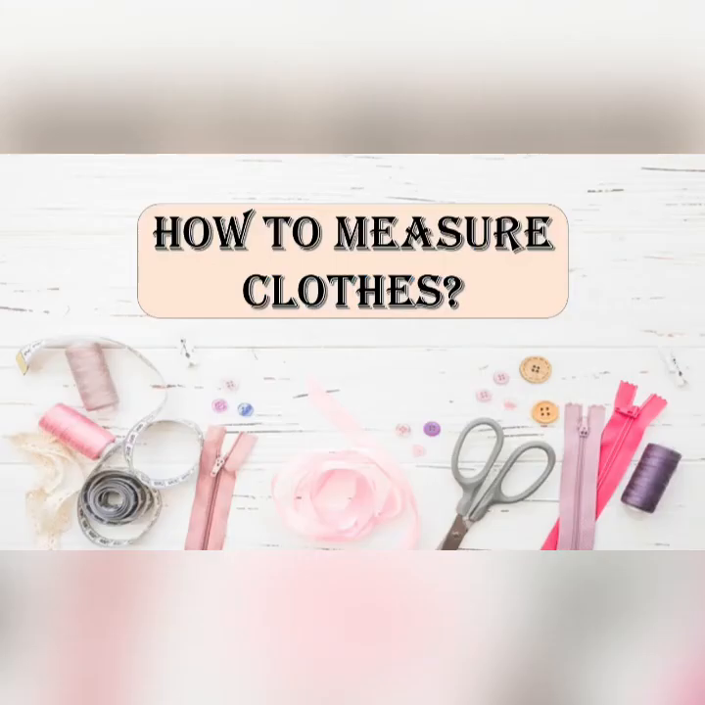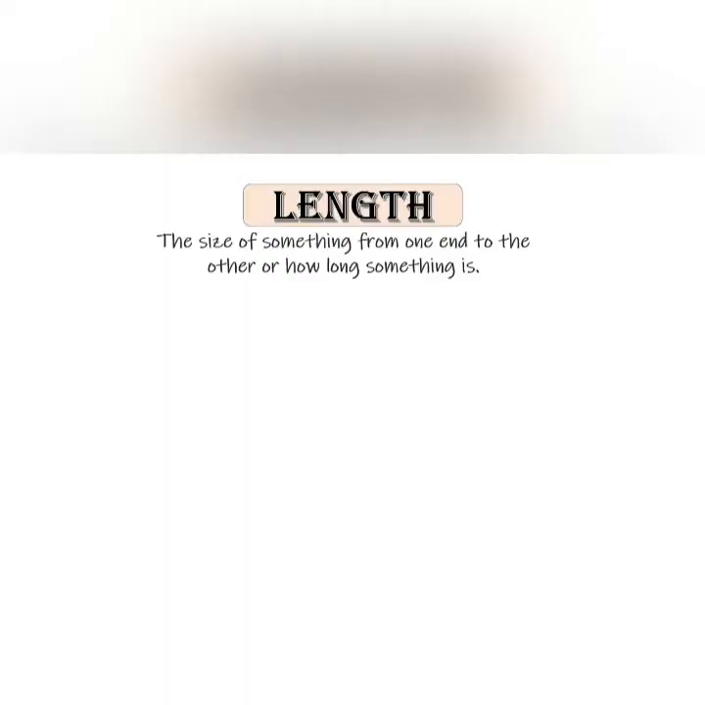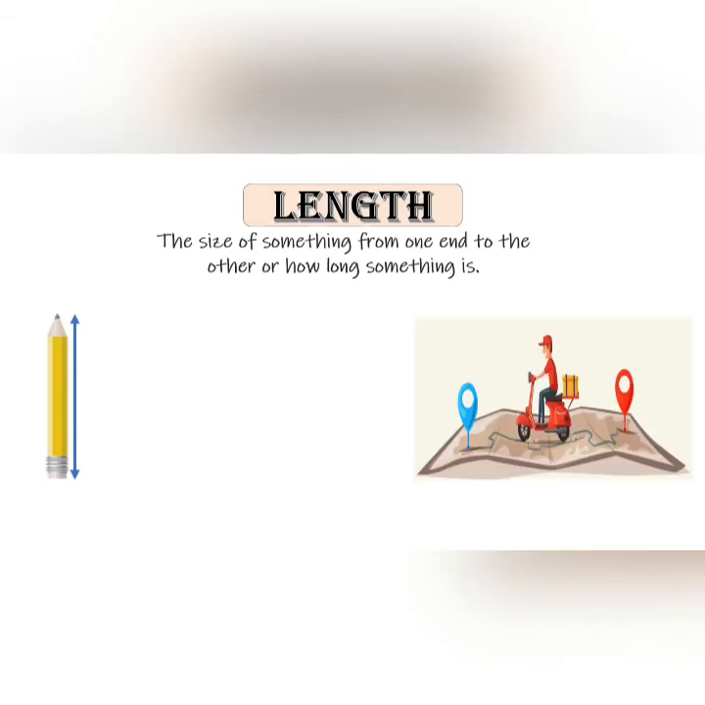Now kids, let us discuss how we measure clothes. So kids, to measure the size of something from one end to the other end, or how long something is, we measure its length. So we measure the size of the pencil from one end to the other. Also, to measure the distance from one place to the other, we use length.